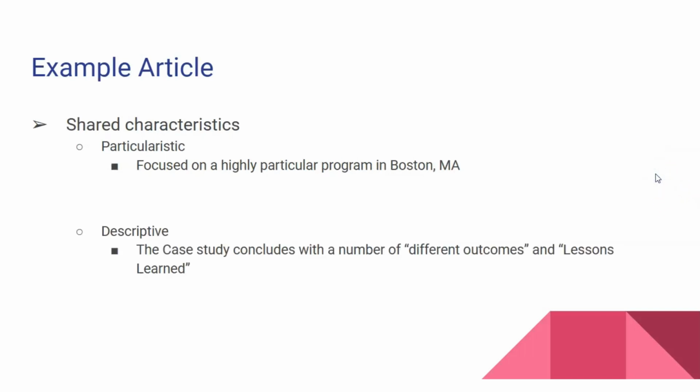So some of the shared characteristics of this study and chapter 15 in our textbook are that it is very particularistic, which means it focuses on a highly particular program in Boston, Massachusetts, with a highly particular sample of both students and teachers. It is also very descriptive. So the case study concludes with a number of different outcomes and a number of different lessons learned that allows for a very broad and possibly even generalizable data sample.